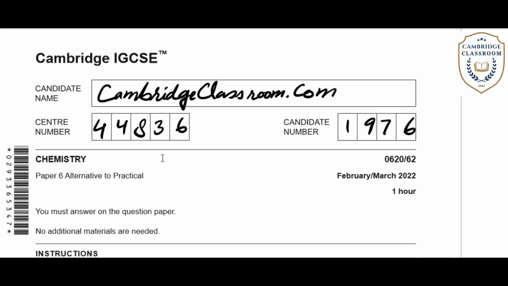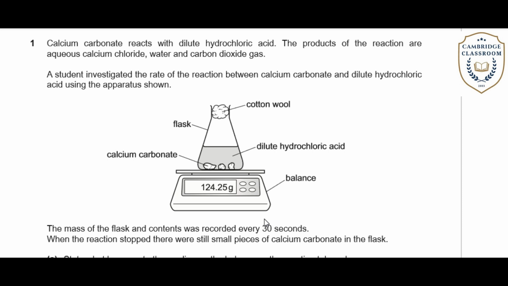Welcome students. We are going to discuss chemistry ATP paper, which is paper 6 0620 62 for Feb March 2022. The first question is about calcium carbonate reacting with dilute hydrochloric acid.